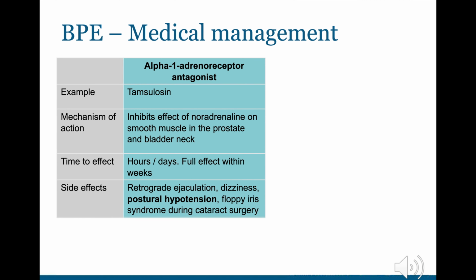The medical management of BPE is quite straightforward. There's just two categories of medication for you to learn about. The first are the alpha blockers. Most commonly, we use tamsulosin, 400 micrograms once a day, and this works by relaxing the smooth muscle in the prostate and the bladder neck to relieve the patient's obstructive symptoms. It works quite quickly, takes hours to days, but the full effect can be seen within a few weeks.